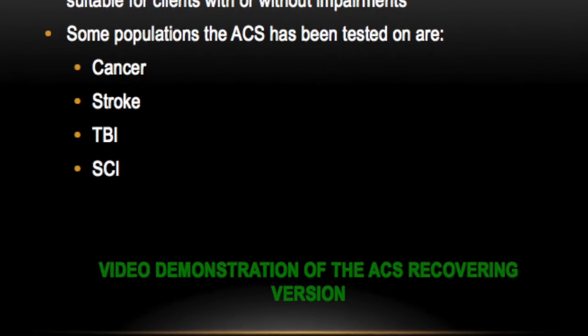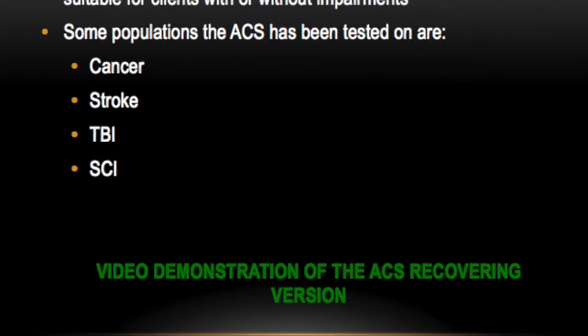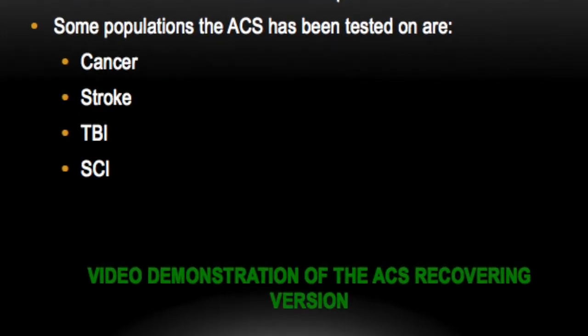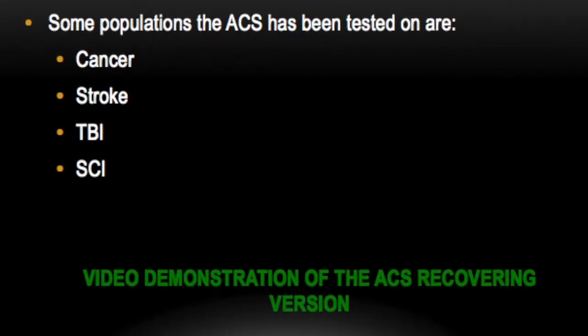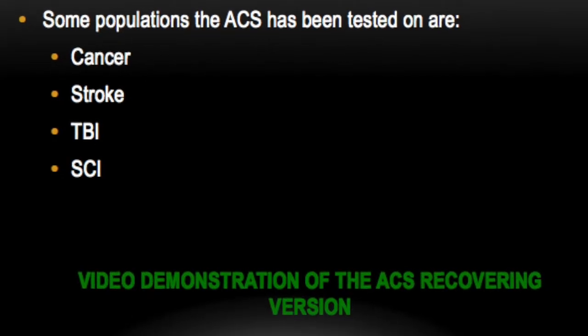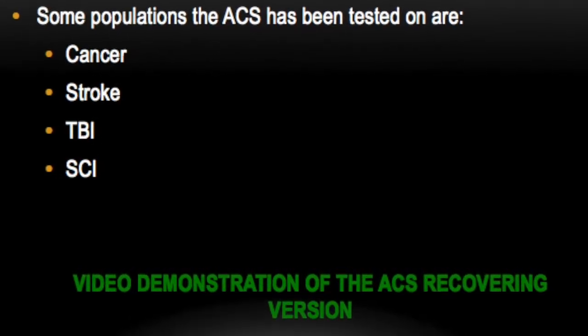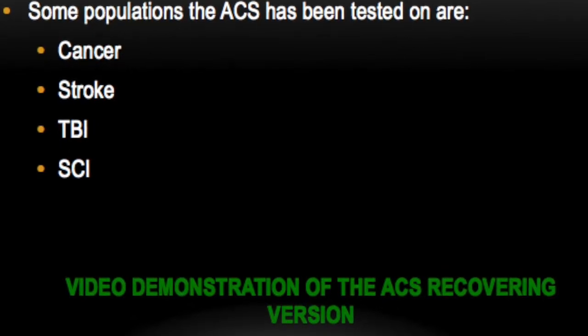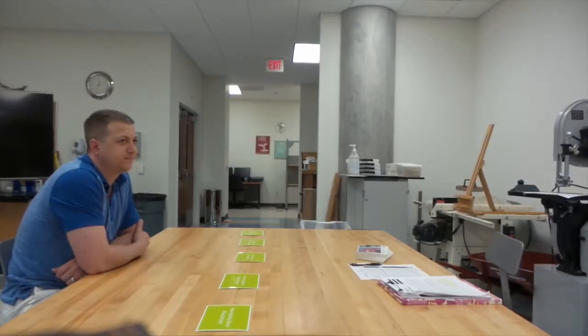The ACS can be used with adults ages 18 and older and is suitable for clients with or without impairments. Some populations tested have been cancer patients, patients who have had a stroke, traumatic brain injury, or spinal cord injury. The following is a video demonstration of the activity card sort recovering version B.